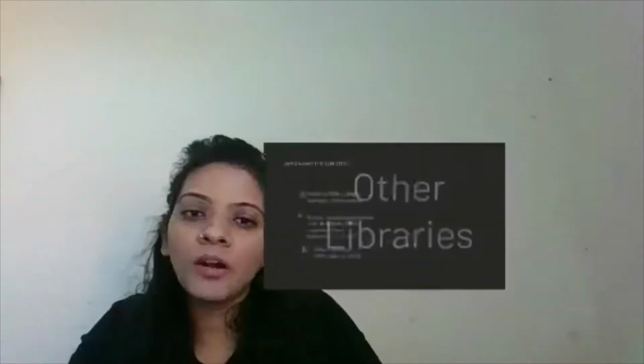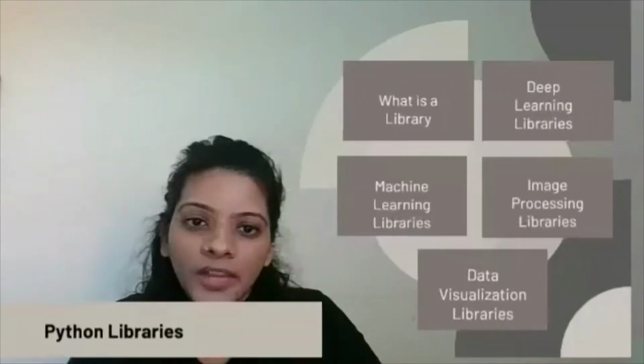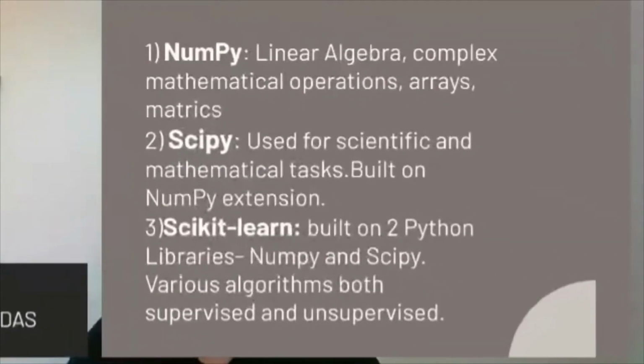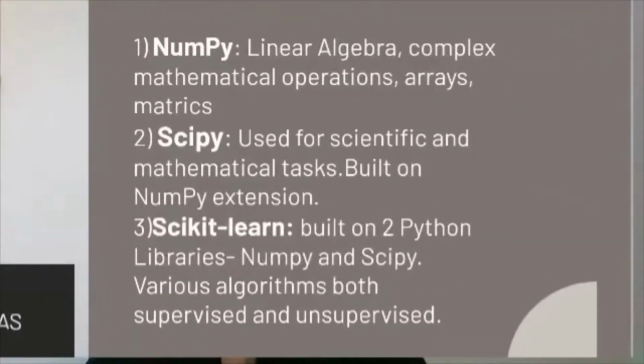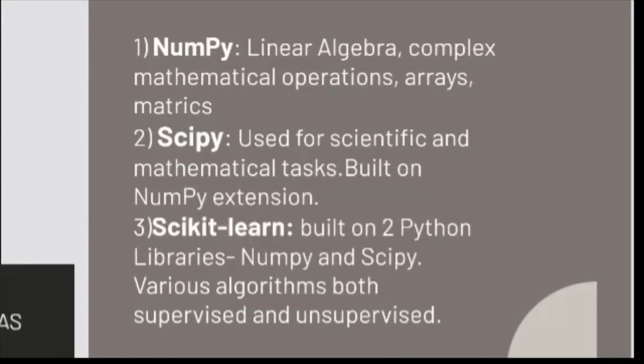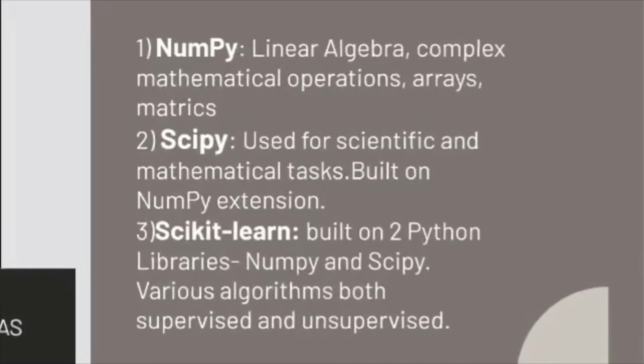Now we come to machine learning libraries. So what are these machine learning libraries? The first one is NumPy. This is the basic backbone of machine learning, guys. NumPy deals with mathematical operations, linear algebra, arrays, matrices, tensors, you name it, and you have it in NumPy if it is mathematical.